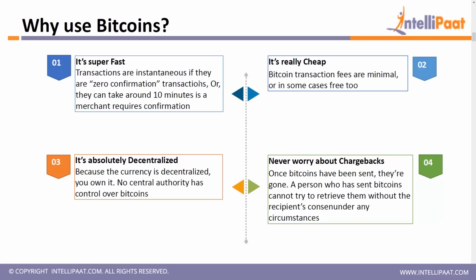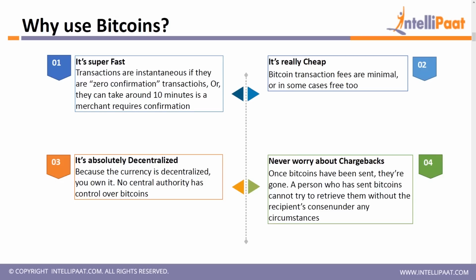Why use bitcoins? It is super fast. As we all know, there is no mediator. Transactions are instantaneous if they are zero-confirmation transactions, or they can take around 10 minutes if a merchant requires confirmation. They are really cheap. Bitcoin transaction fees are minimal, and in some cases they are free too. It's absolutely decentralized. Because the currency is decentralized, you own it. No central authority has control over bitcoins. They are autonomous and free inside the network. Never worry about chargebacks. Once bitcoin has been sent, it is gone. A person who has sent the bitcoin cannot try to retrieve it without the recipient's consent under any circumstances.